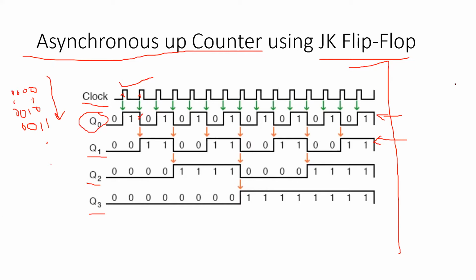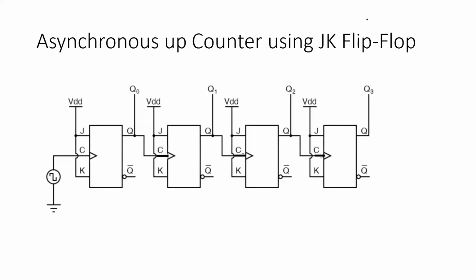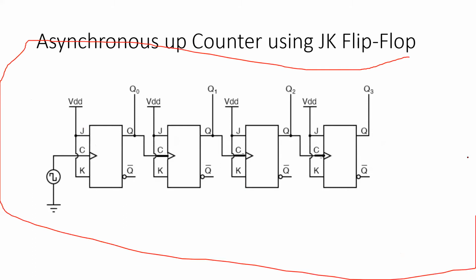So if I want to implement this type of functionality in VHDL, how can we do it? If I want to use a JK flip-flop, so you know, this is basically a schematic of an asynchronous up counter using JK flip-flops. You can see over here we have VDD present in this circuitry.